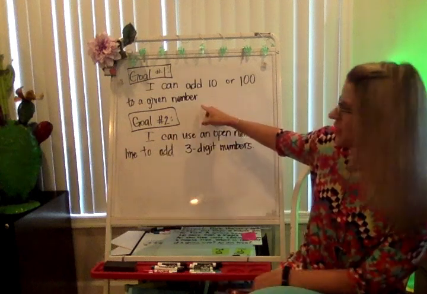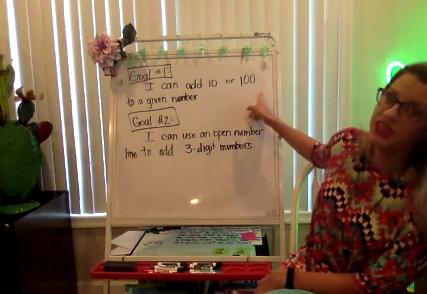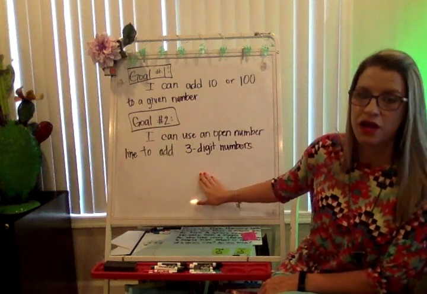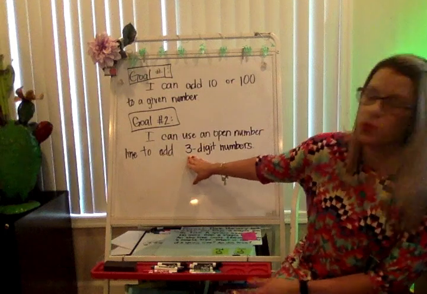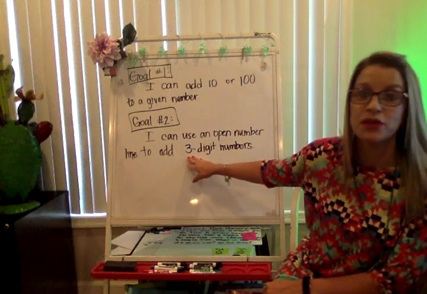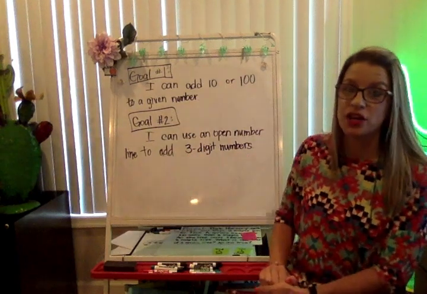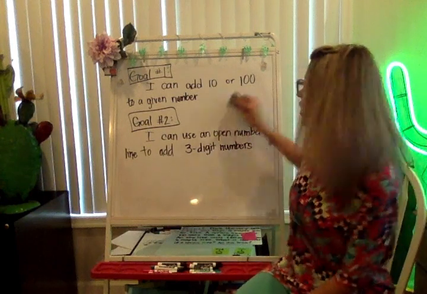you can repeat after me, I can add 10 or 100 to a given number. The second goal that we're going to be working on, and this is from 10-2, is that I can use an open number line to add 3-digit numbers. We're going to be starting with the first goal, and that's from 10-1.